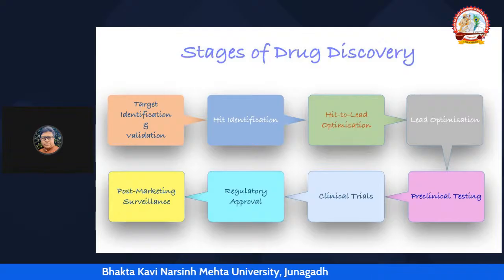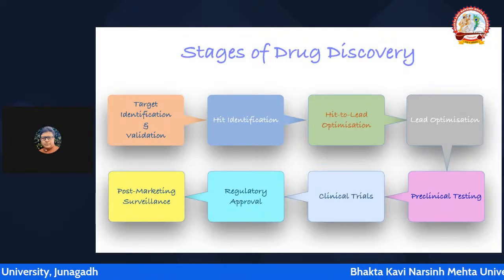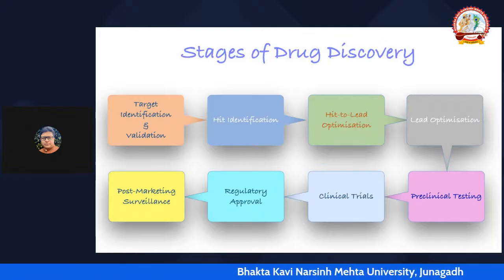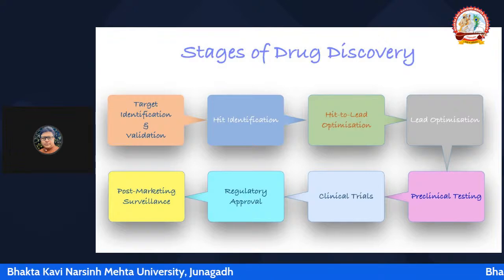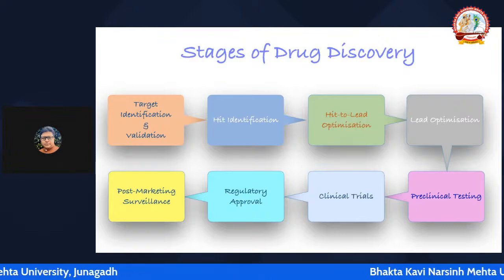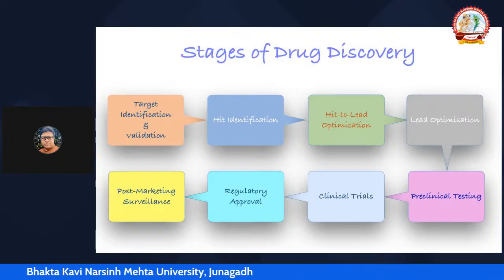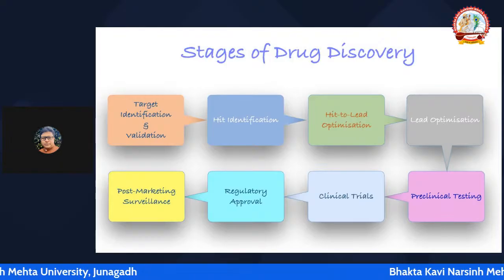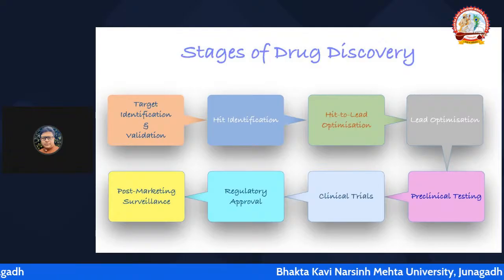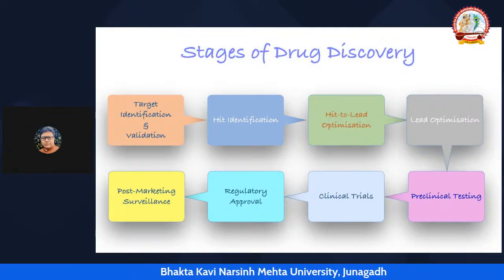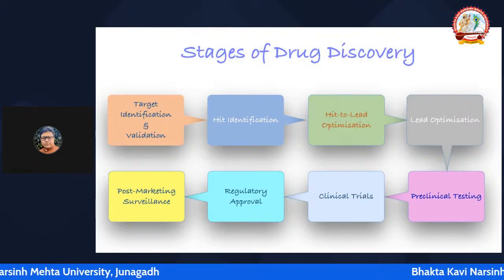Then comes the preclinical testing. Preclinical testing is carried out on animals which resemble the closest biology. Mostly you carry it out on mice, guinea pigs, rats. Very rarely it is carried out in monkeys and dogs. Most of the studies are normally carried out in mice, Wistar rats, rabbits, depending upon the closeness of the biology.